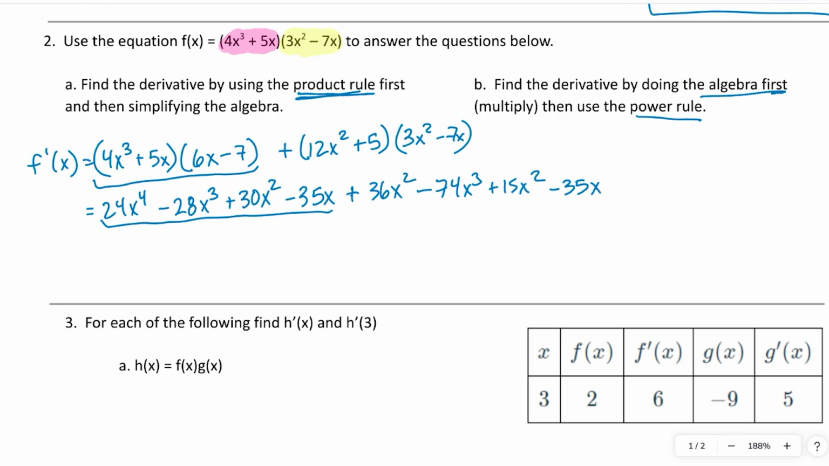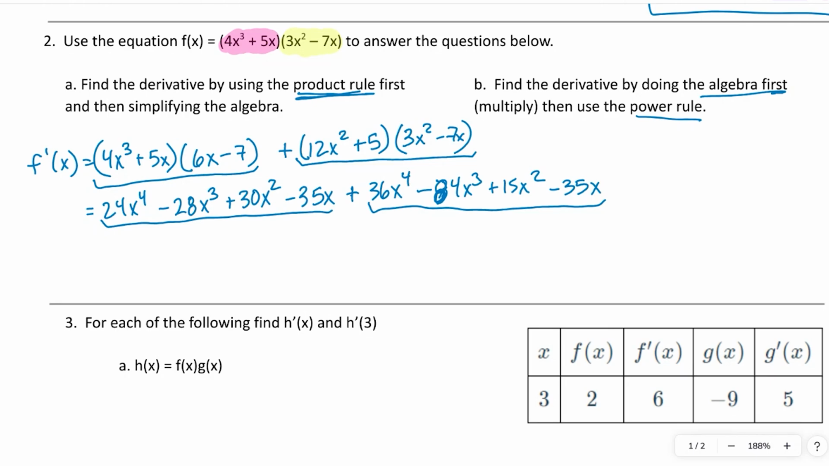Oh, wait a minute. 60 plus 24, that's going to be 84, minus 84x cubed. My bad. Yeah, 60 and 24 is 84. Okay. So this four-term polynomial here is what we get from multiplying this second product out. So now we're just going to combine our like terms. Looking back, hold up, 36x to the fourth. Whew. All right, I was like, something's missing here.